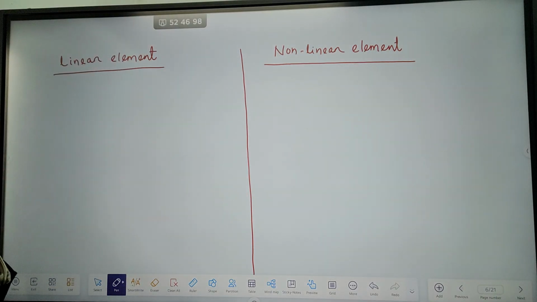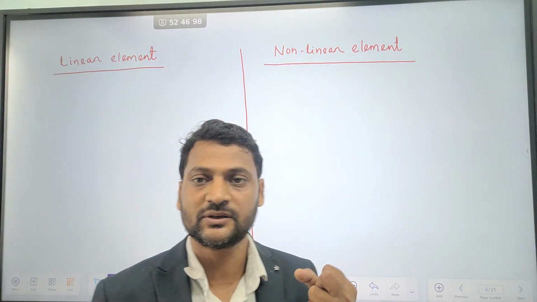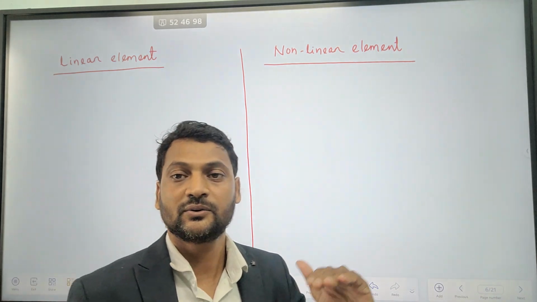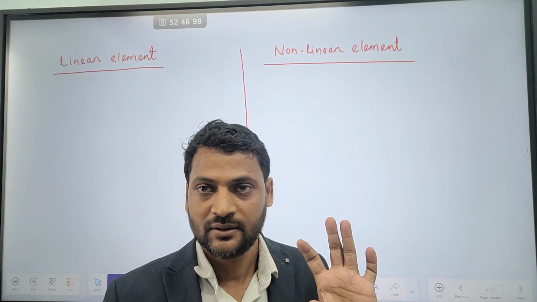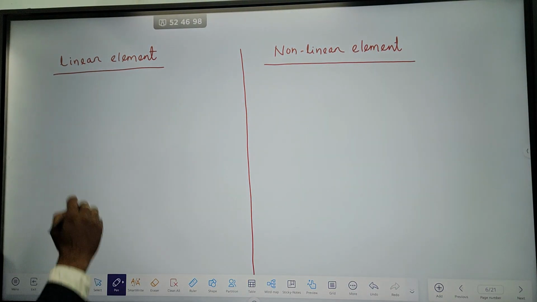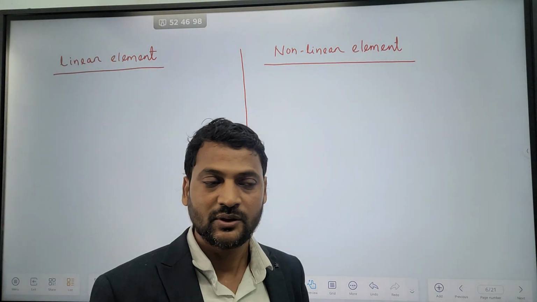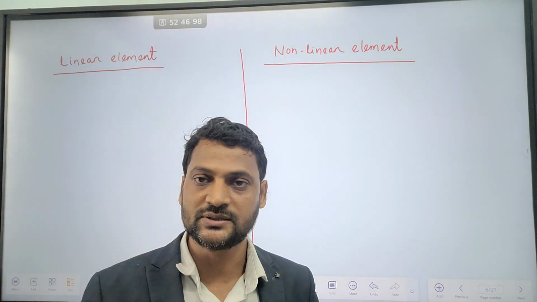Linear element and non-linear element. Linear element क्या होता है? The element which obeys Ohm's law. मतलब the VI characteristics should be linear in nature. The graph must be a straight line. So that corresponding element is called linear element. Like resistor is a linear element. Whenever you are providing electrical supply to the resistor, if you plot a graph between voltage and current, then the graph will be a straight line.